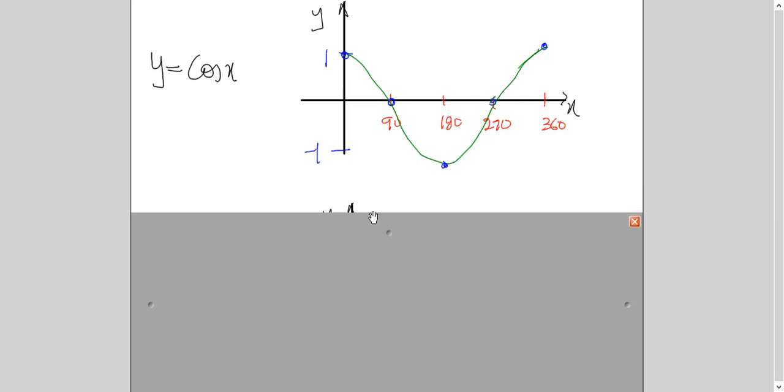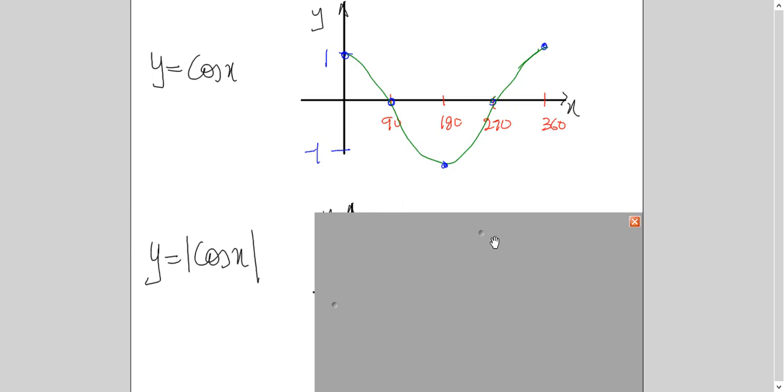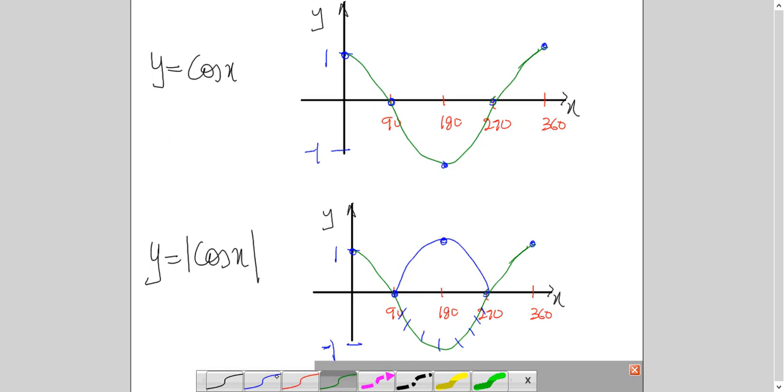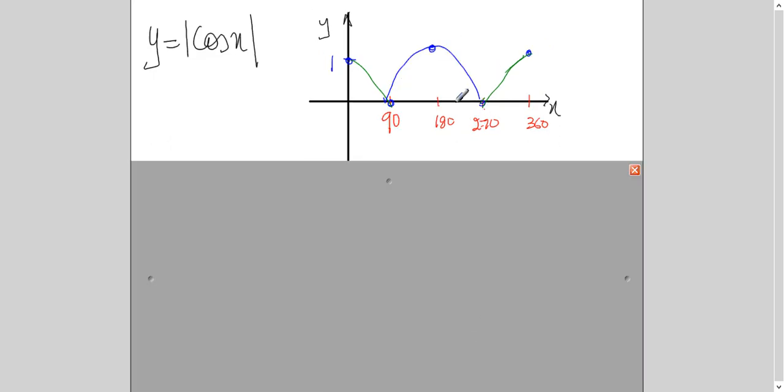Now, after that, because the question was modulus of cos x, right? So the part of the curve which is below the x-axis, we will reflect in the x-axis. So this part which is here, I will reflect in the x-axis. Just a minute. So this part I have sketched here. So this is the sketch of y equals modulus cos x, and you will remove this bottom part from here. So this is the sketch of it.